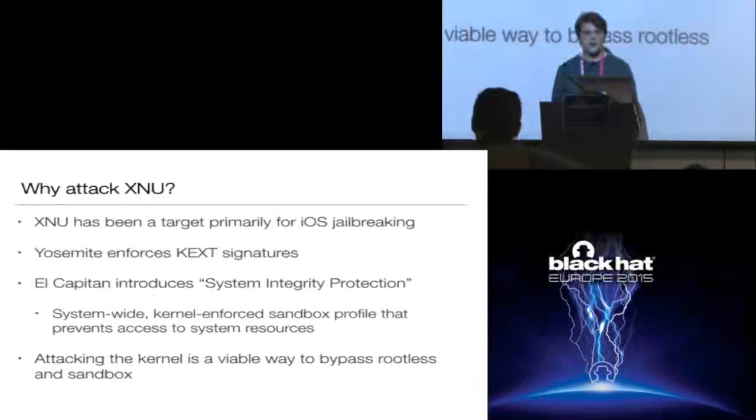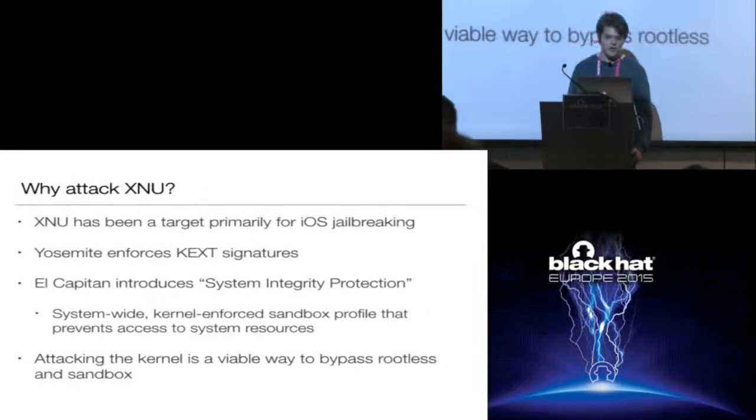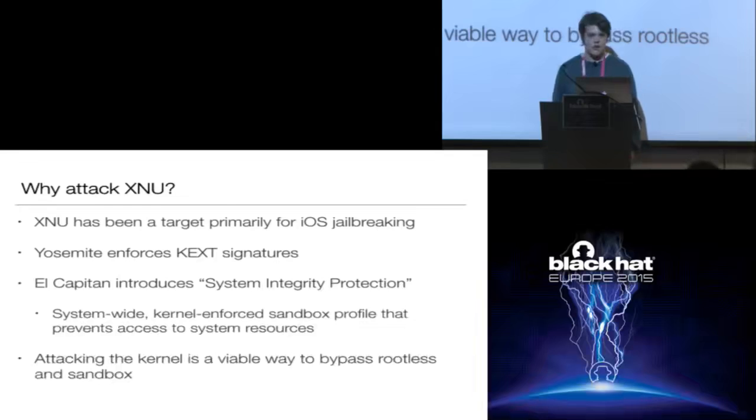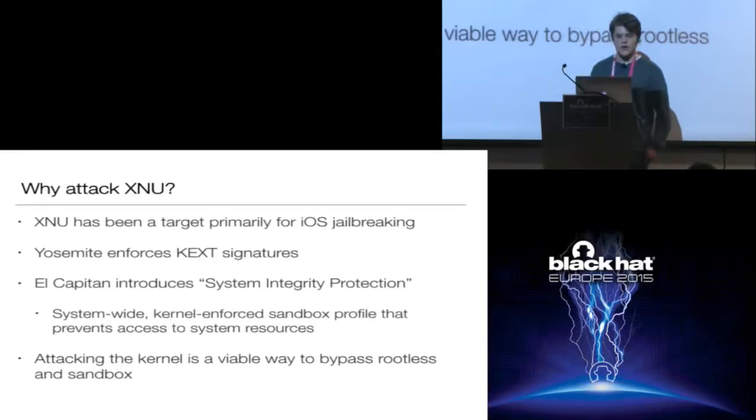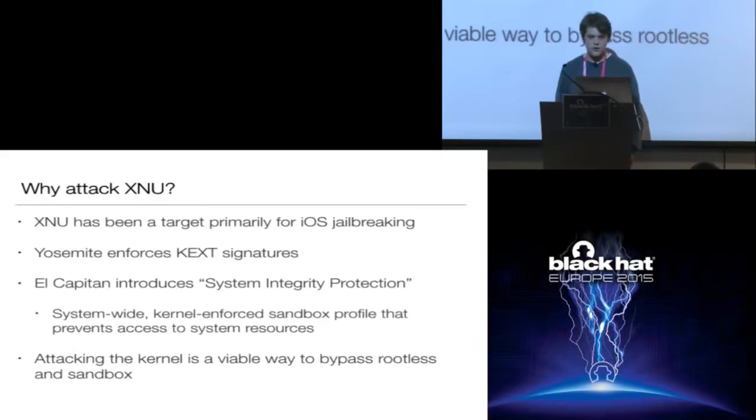The XNU kernel is quite a big target for jailbreakers, but in Yosemite, Apple started enforcing kernel extension signatures. In El Capitan, they also introduced System Integrity Protection, which is a system-wide, kernel-enforced sandbox profile that prevents access to system resources. There are several ways to bypass this, but attacking the kernel is a viable way to disable it and also bypass the sandbox.